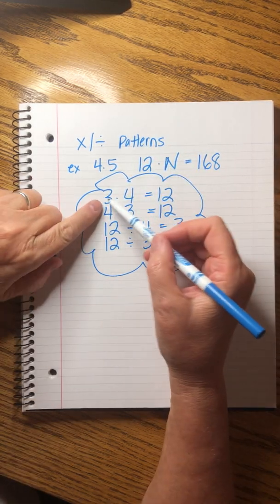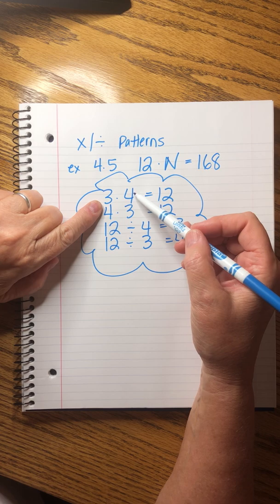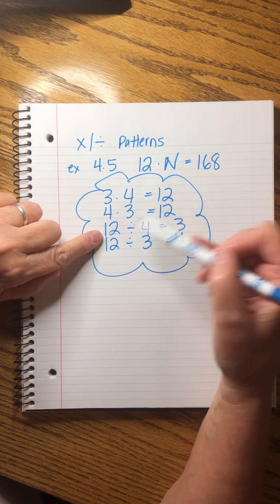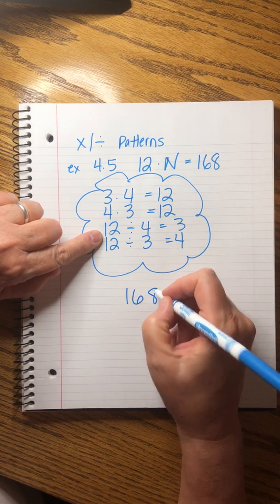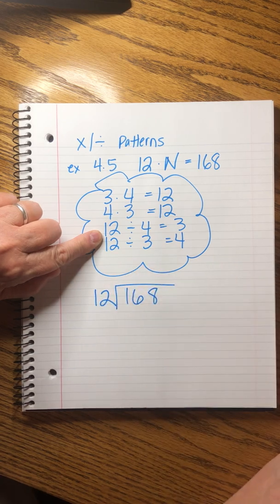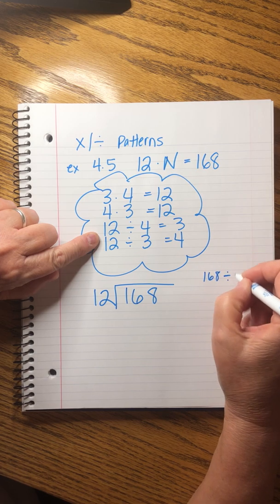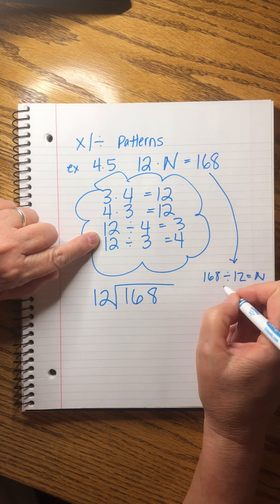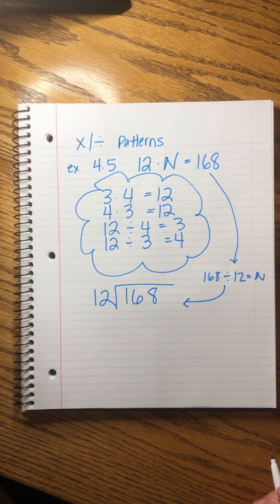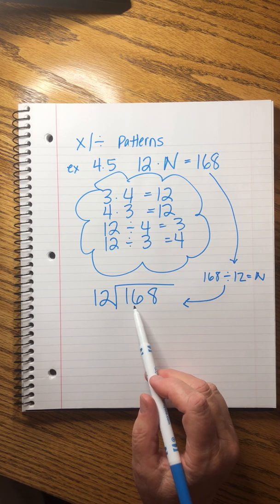So I have a problem that looks like this, but I'm missing one of these factors. So I see, if it wasn't obvious to me before, if I take the big number, the product, and divide it by the one factor I do know, I should get the answer. So 168 divided by 12, right? I'm going to write it like this. That will equal n. But in order to actually solve that, I need to write it in this format. I call this a division box. Okay, so now we're ready to figure out how many times does 12 actually go into 168.